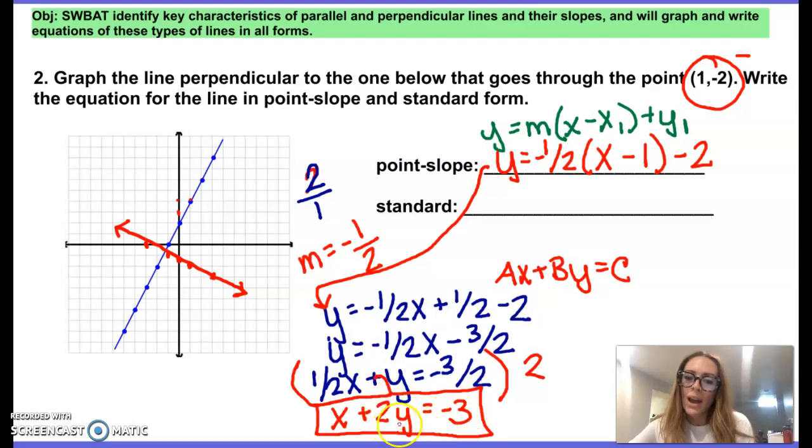And so when you set x to 0, it's easy to see that y would equal -3/2. And when you set y to 0, I just tell my kids, put a hand over the coefficient and y. What does x equal? Well, it's easy to see that x equals -3. So that's a shortcut for graphing that going forward.